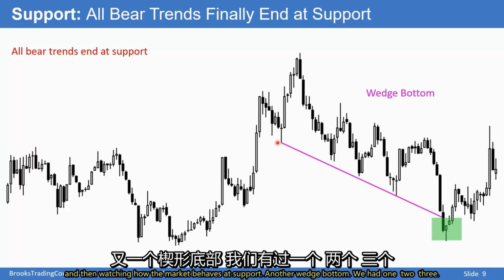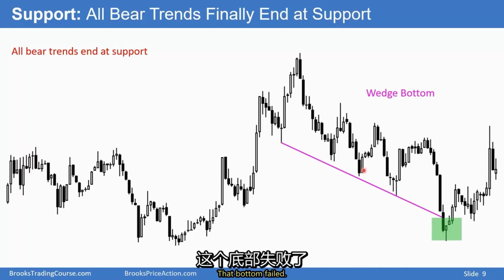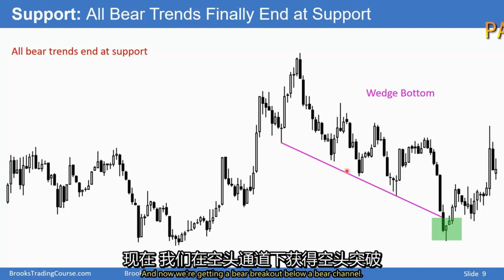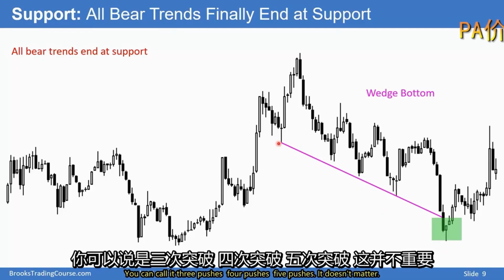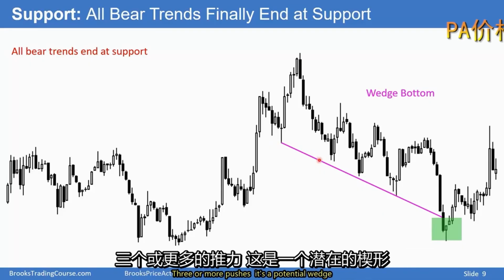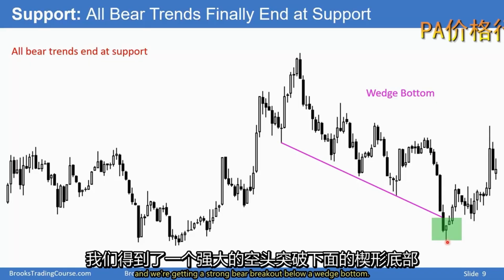Another wedge bottom. We had 1, 2, 3. That bottom failed. We had 1, 2, 3. That bottom failed. And now we're getting a bear breakout below a bear channel. You can call it 3 pushes, 4 pushes, 5 pushes, doesn't matter. 3 or more pushes, it's a potential wedge. And we're getting a strong bear breakout below a wedge bottom.